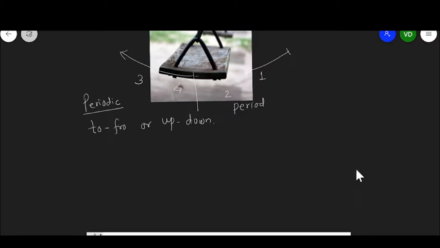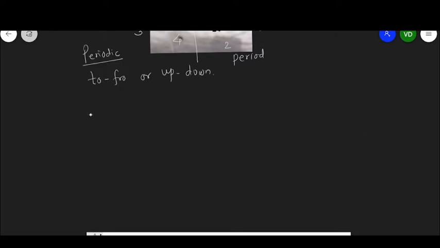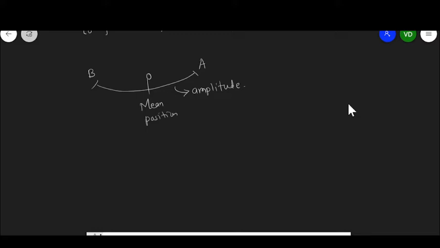Now naturally what happens is, say for example, let me first draw this. This is the mean position, say M, and these are the extreme positions, say A and B, and let us give the name O to this extreme position. So the distance from the mean position to the extreme position is called the amplitude. This is the amplitude. Ideally the amplitude should remain constant. So let us give the name A to the amplitude.